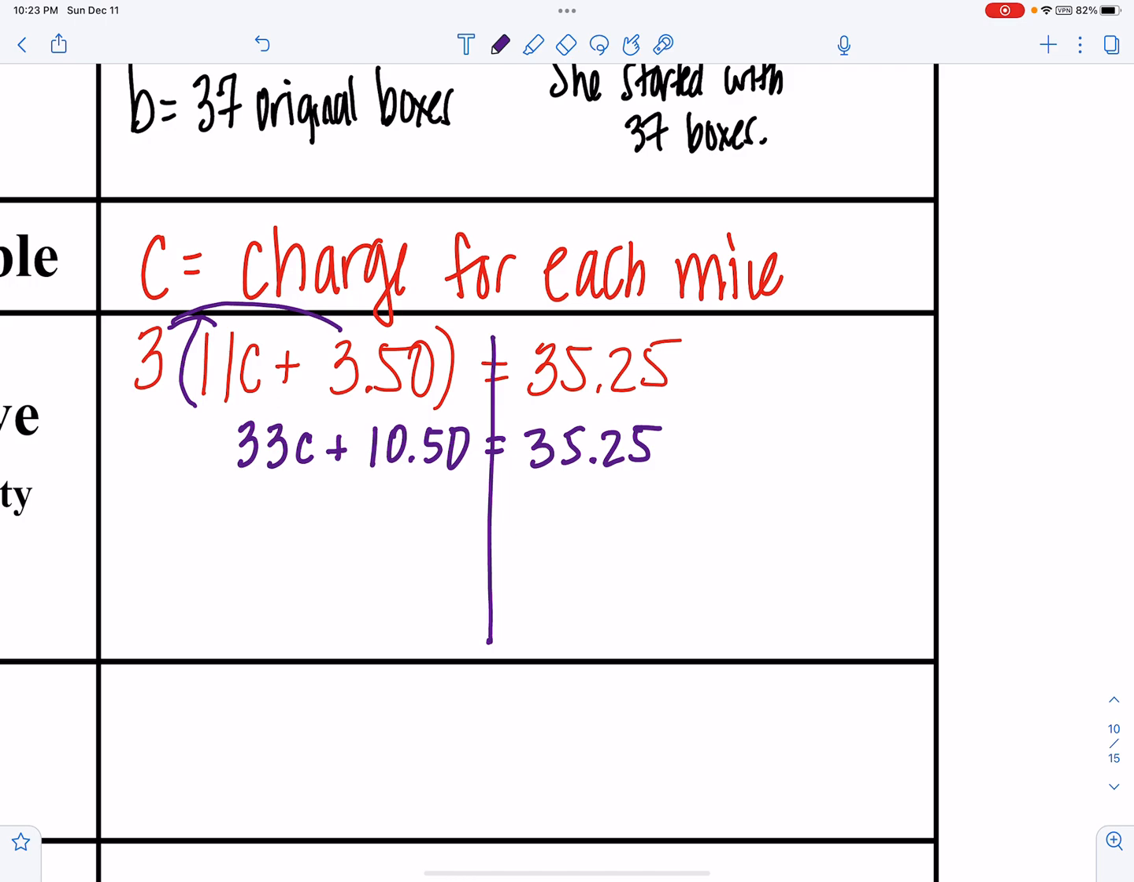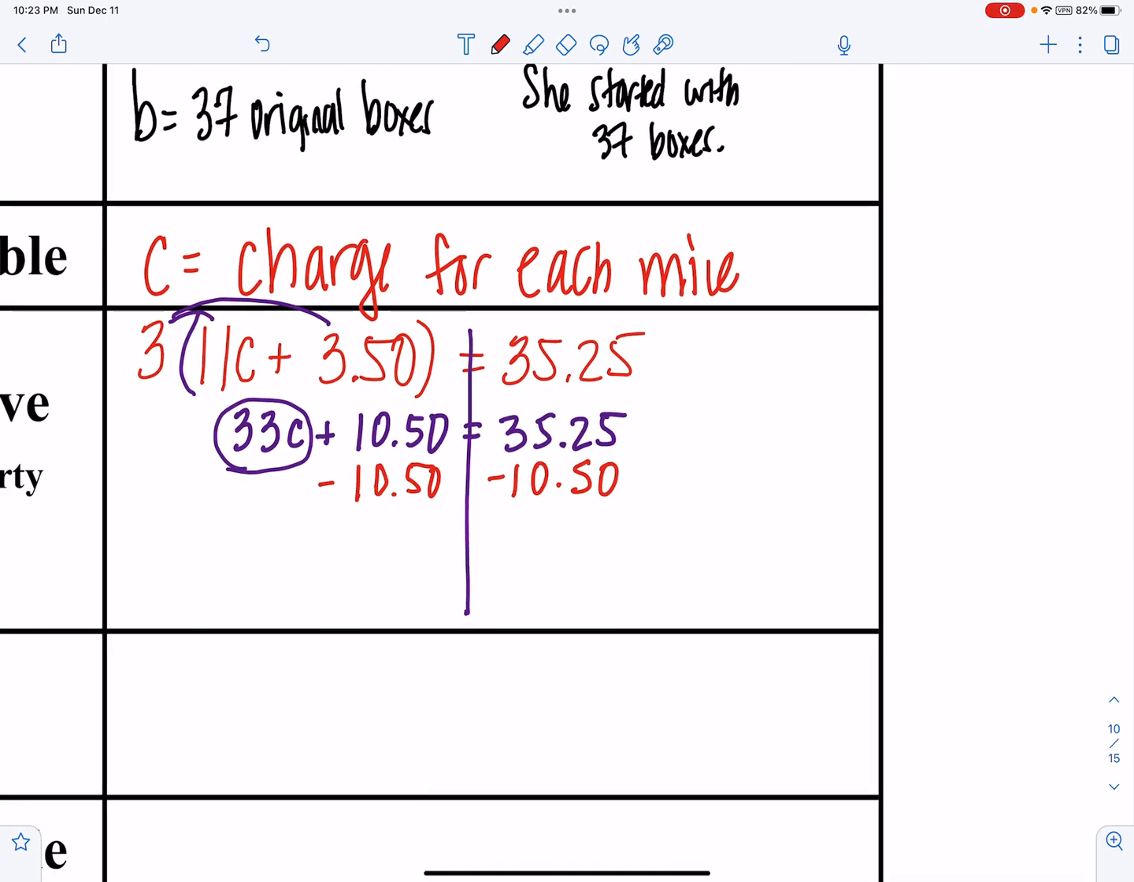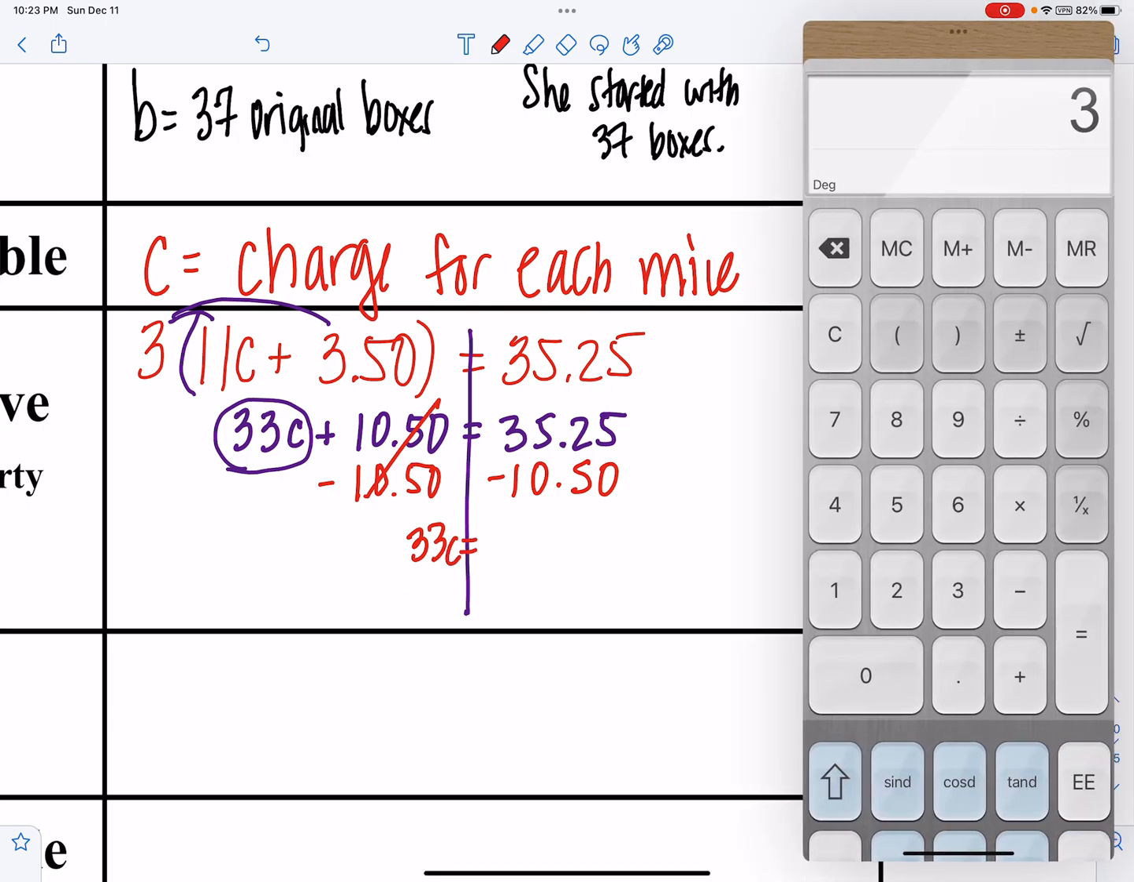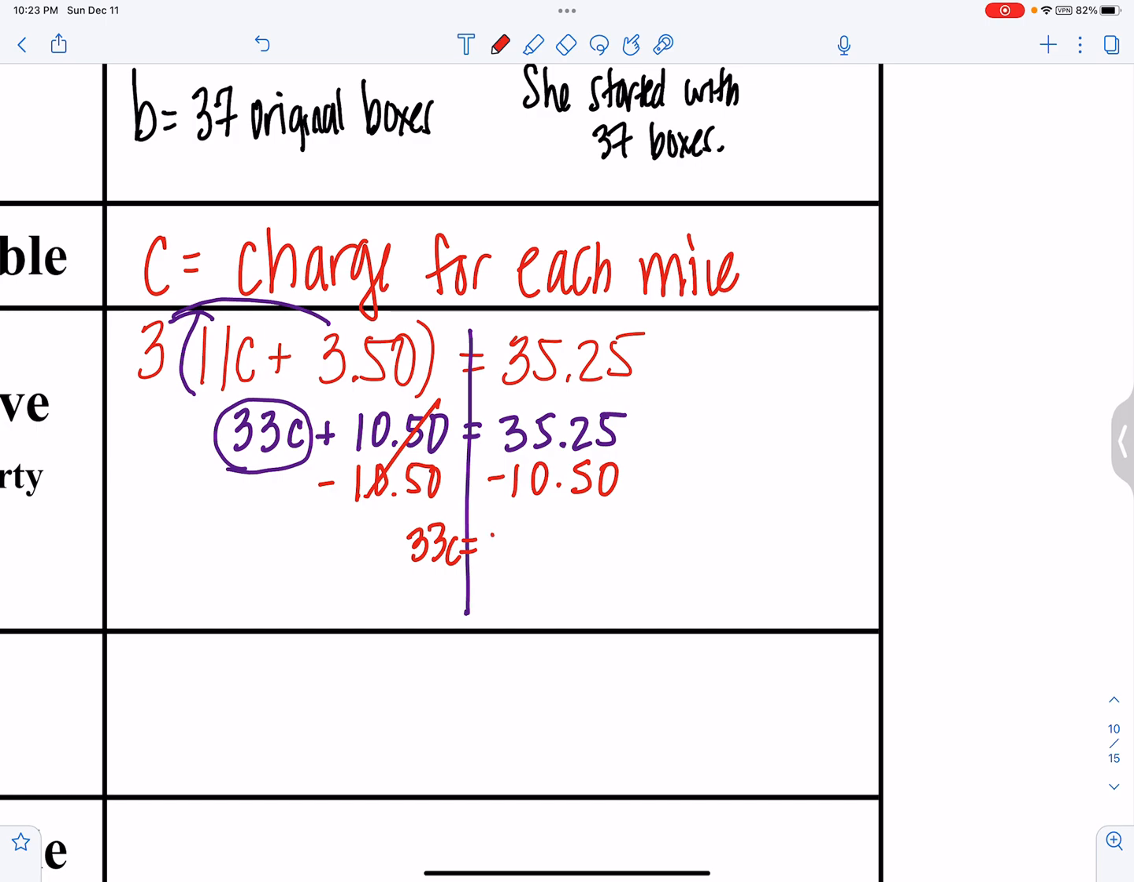All right, and let's go ahead now and do reverse order of operations. So I'm going to ignore my variable term here and just address my plus $10.50. When I do that, we'll do the inverse operation and subtract $10.50 from both sides. Okay, and we're left with 33C equals, and we'll do 35.25 minus 10.50, and we get $24.75.